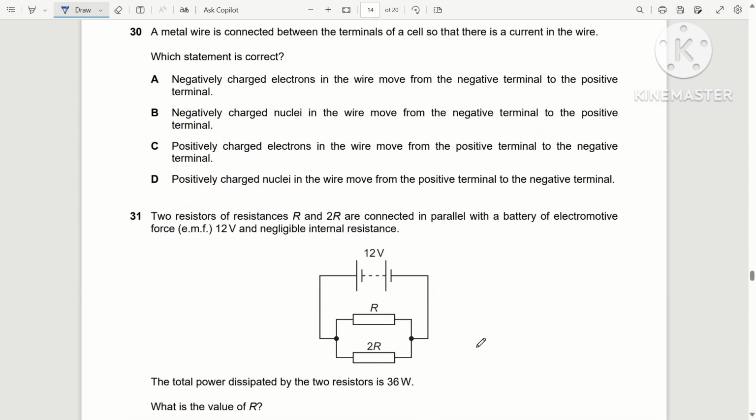Question 30. A metal wire is connected between the terminals of a cell so that there is a current in the wire. Which statement is correct? Negatively charged electrons move from negative to the positive terminal. So this is the correct option.